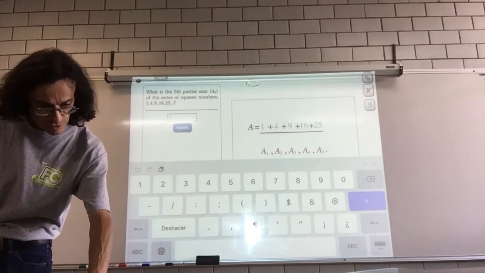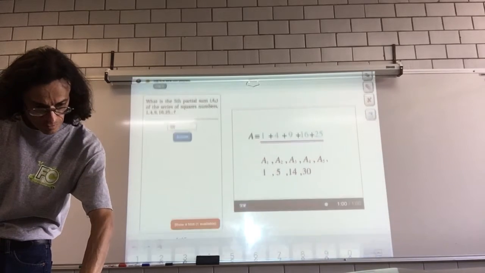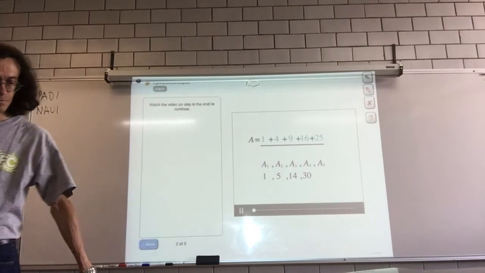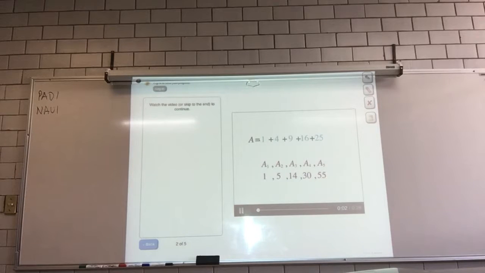Right, it's 55, the sum of the first five squares. Let's find a formula for partial sums using sigma notation. If you have an infinite series, then the sum, which we're indicating with a capital A, is the sum from k equals 1 to infinity of ak. This expression says to add up all the terms from 1 to infinity. Which of the following is then an expression for the nth partial sum, An?